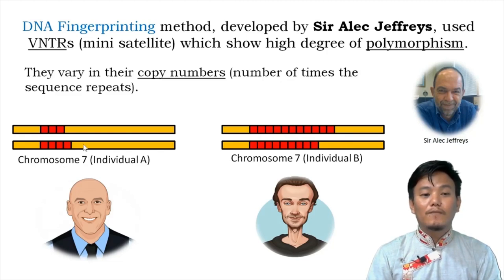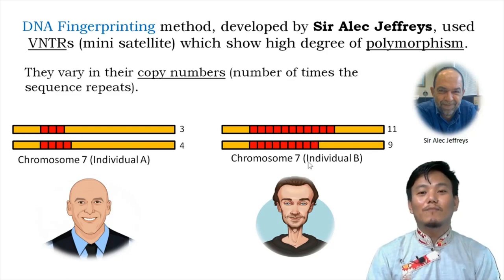Now, if you compare the number of times the sequence repeats itself, you can see over here that in chromosome number 7 of the individual A, on one chromosome, the copy number is 3. That means the sequence repeats 3 times. And the second chromosome over here, the one from the father, has copy number 4. And in individual B, the copy numbers are 11 and 9. So this is the kind of variation that we are talking about, the polymorphism in VNTRs. So this is called variable number of tandem repeats. So Sir Alec Jeffries used this particular thing for creating different DNA profiles.